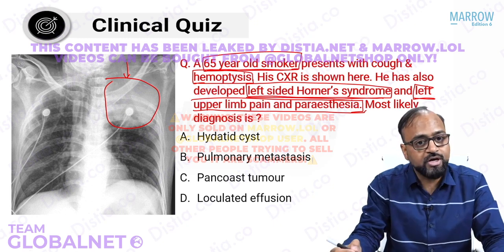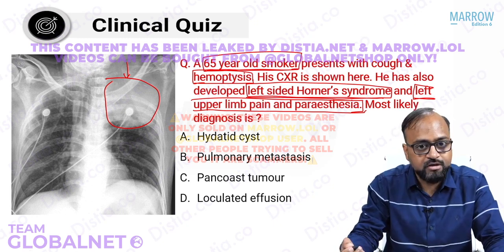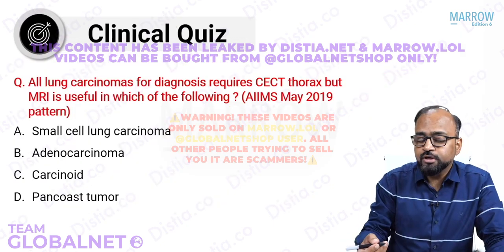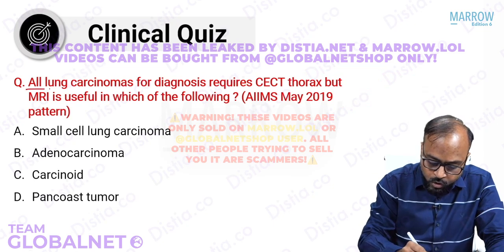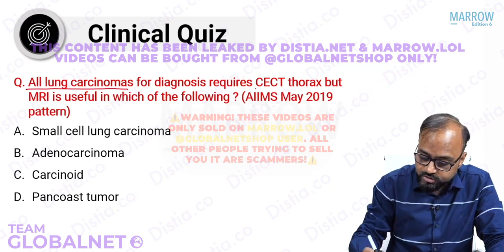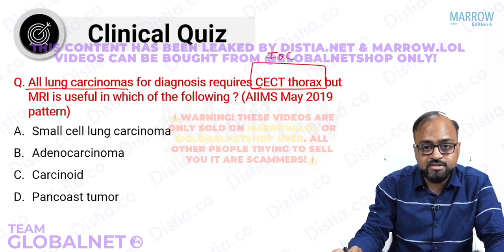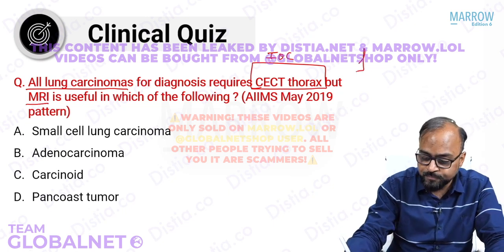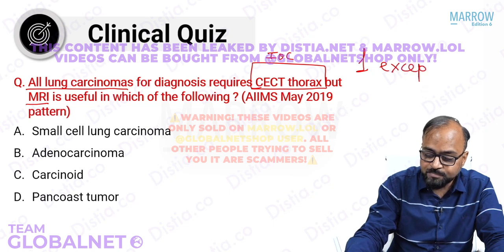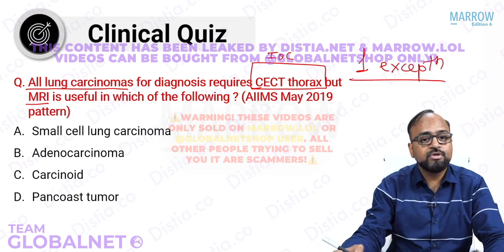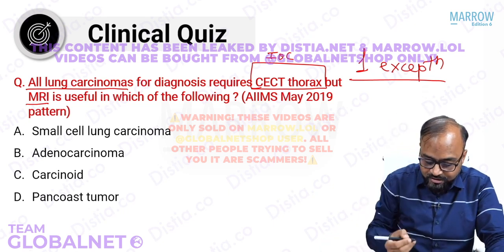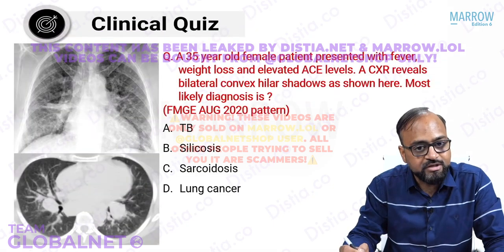What is Pancoast? How to diagnose it? What are the investigations? We will discuss this as we go ahead in this particular session. See, this is actually based on a clinical insight that we are going to study. All the lung carcinomas for diagnosis require CECT thorax. That is the investigation of choice for all lung cancers. But MRI is useful in which of the following? So there is one exception to this rule, and the question is asking you about that particular exception, right? This is again a very interesting discussion that we are going to have. We'll discuss this as we go ahead.